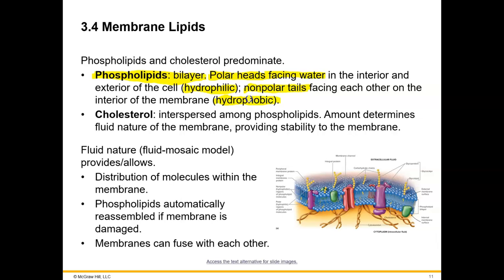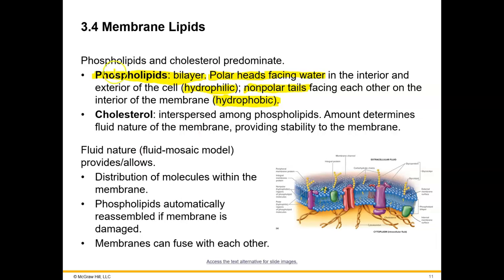Hydrophobia is actually rabies. It's the medical term for rabies. So hydrophobia is fear of water, because that's one of the symptoms. And that doesn't mean that the nonpolar tails are afraid of water. It just means that they are insoluble in water.